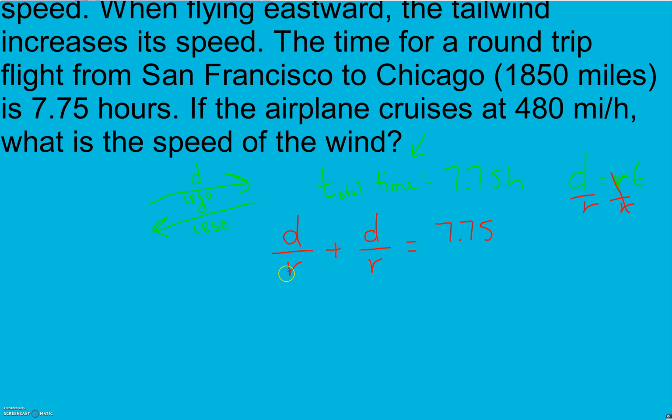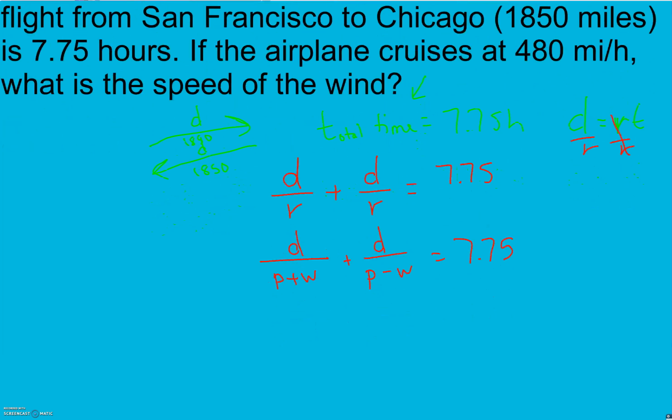My rates, though, here, one of them is going to be my plane plus wind, and one of them is going to be my plane minus wind. In one direction, the wind is helping me. In one direction, the wind is slowing me down. Now I'm going to plug in some values because we know some things here. We know that our distance is 1,850 miles. And we know that our plane speed is 480 miles an hour. We also know we're looking for the wind.